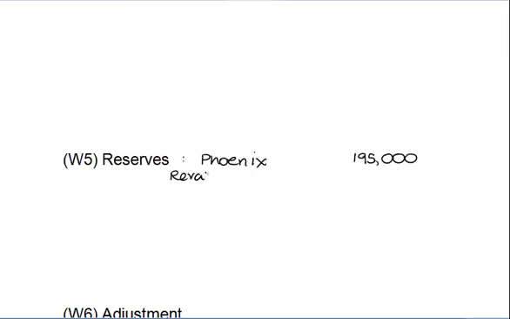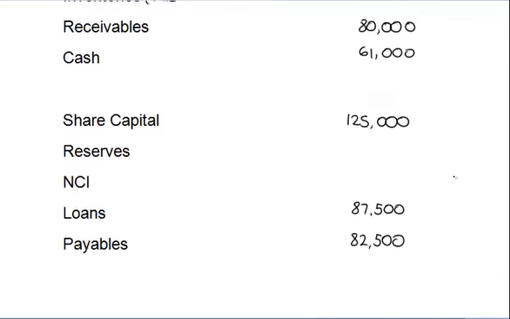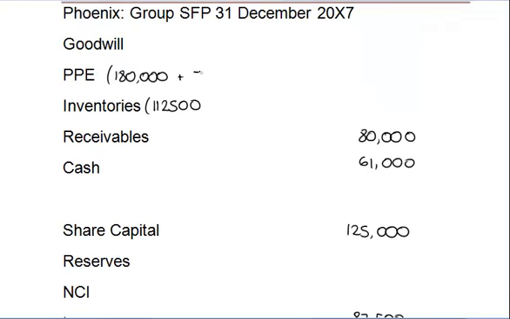So revaluation of the subsidiary shares is 13 million, and that has come from working number 3. There were no fair values to AL's assets except for buildings with a carrying amount of 11 million, which Phoenix valued at 16. So my revaluation or my fair value surplus is going to be, at this date, 5 million.